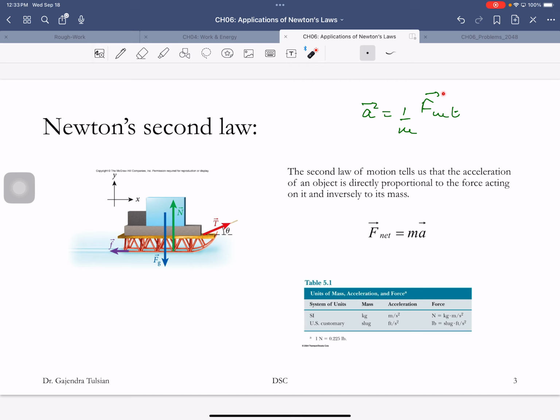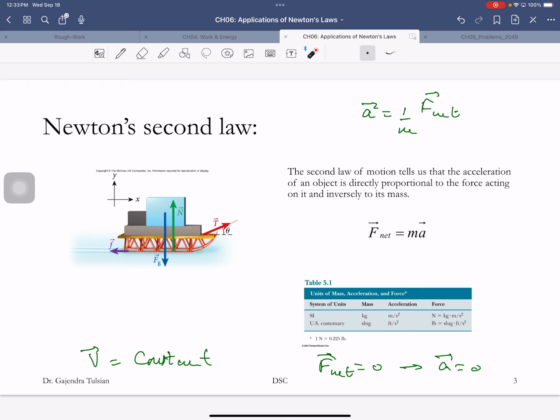Newton's first law is just a special case of this. If the net force is 0, then the acceleration is 0, and that implies velocity is constant. So Newton's first law is a special case of Newton's second law.